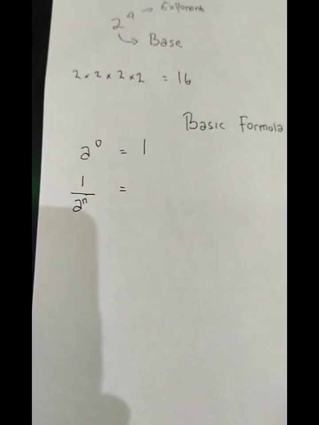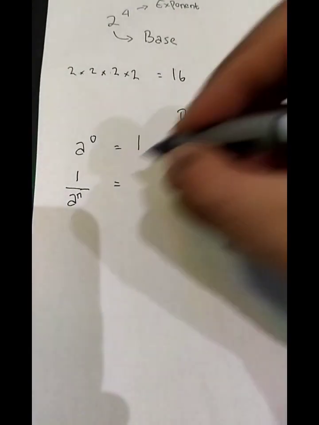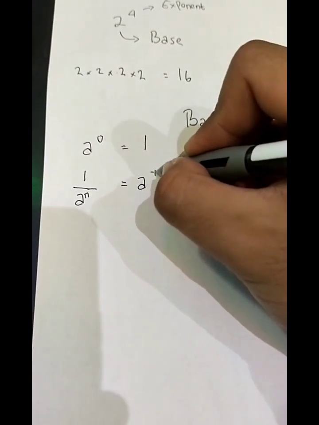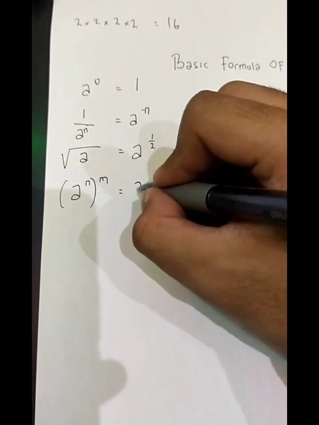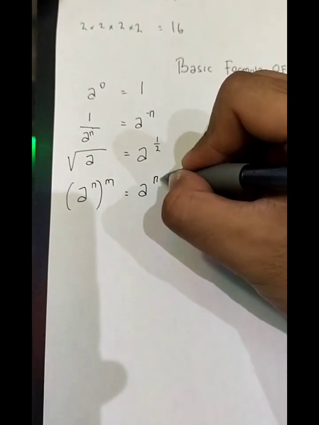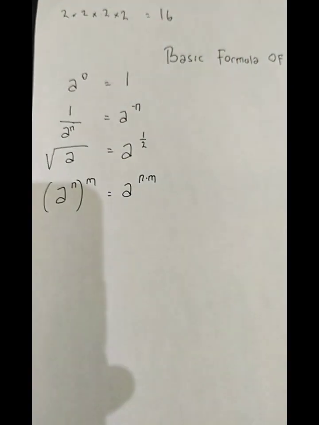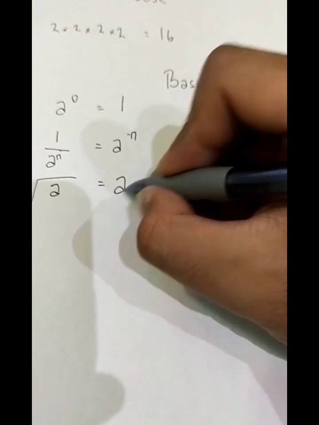Next, another key rule is 1 divided by a to the power of n equals a to the power of negative n. The next one is (a to the power of n) to the power of m. It equals a to the power of n times m. The next one is the square root: square root of a equals a raised to the power of 1 divided by 2.